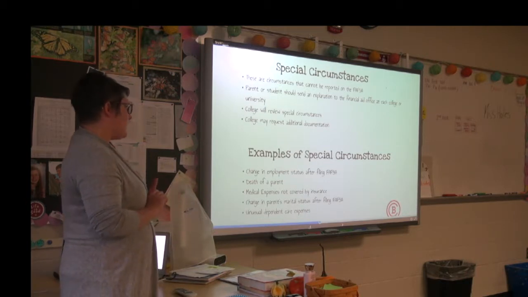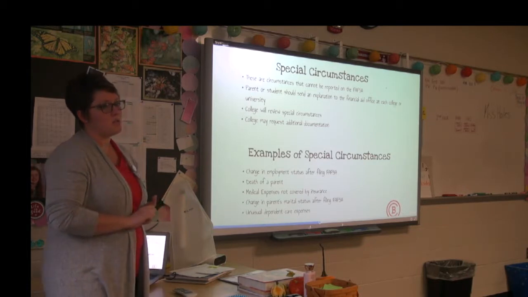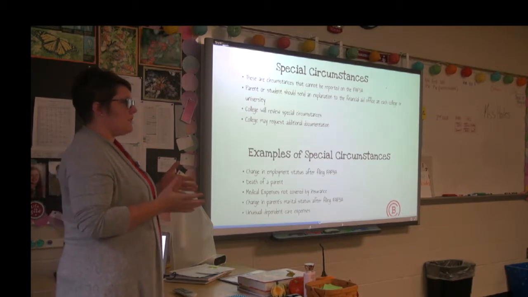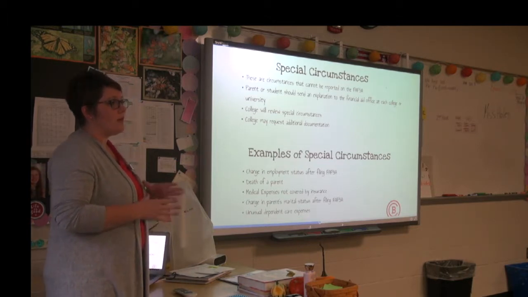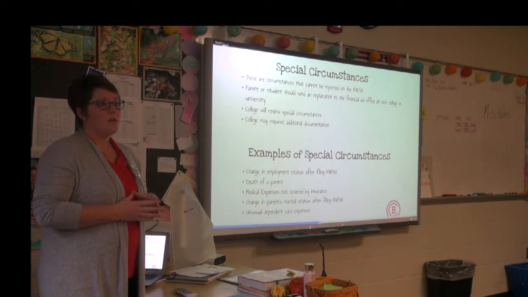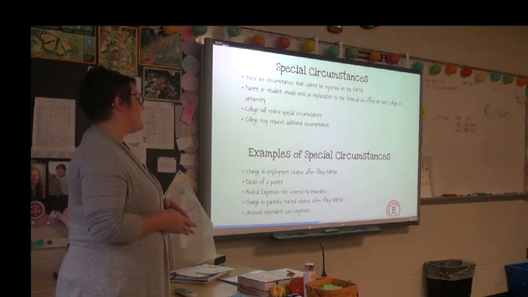If a parent has passed away, or if there are large medical expenses that aren't covered by insurance, those are things that the FAFSA doesn't account for, but the schools have the ability to do that for you. So if you have a circumstance like that, definitely talk to the financial aid office, because there are things we can do to help you out.